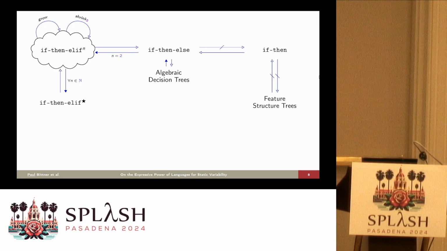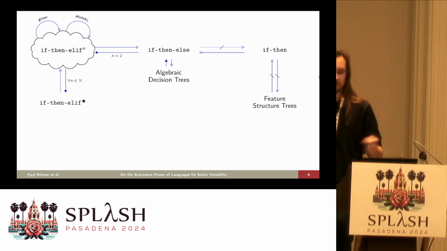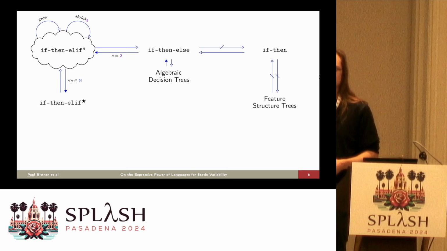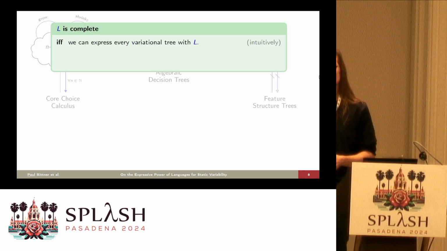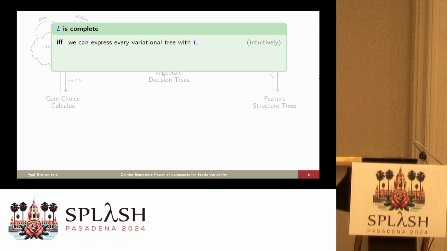And finally, there's feature structure trees. I don't have time to talk about these in detail, but this is kind of a modular variability language. We have different modules, and then you can compose them. So not annotating a single tree, but composing the modules. Besides this relative kind of expressiveness, where we compare the languages by translating, we're also interested in these classical notions of soundness and completeness, and especially completeness is like an absolute measure of expressiveness.